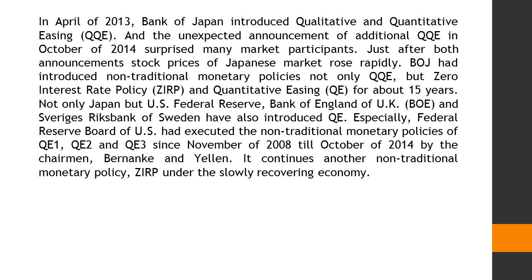And the unexpected announcement of additional QQE in October of 2014 surprised many market participants. Just after both announcements, stock prices of Japanese market rose rapidly. BOJ had introduced non-traditional monetary policies, not only QQE, but zero interest rate policy, ZIRP, and quantitative easing, for about 15 years.